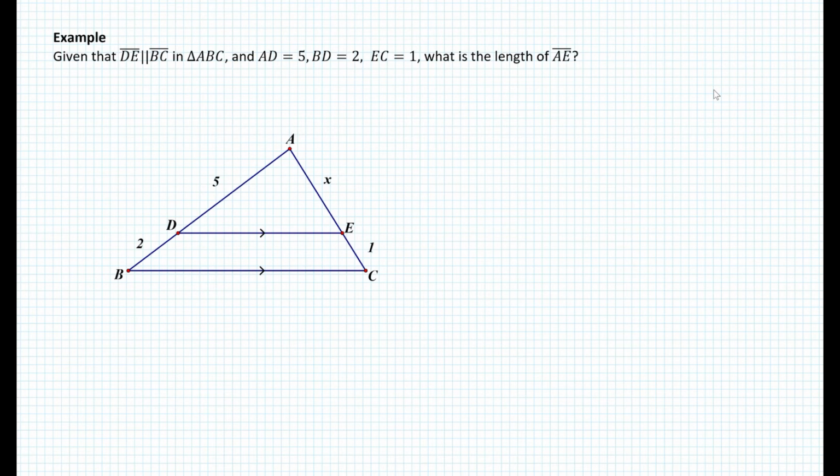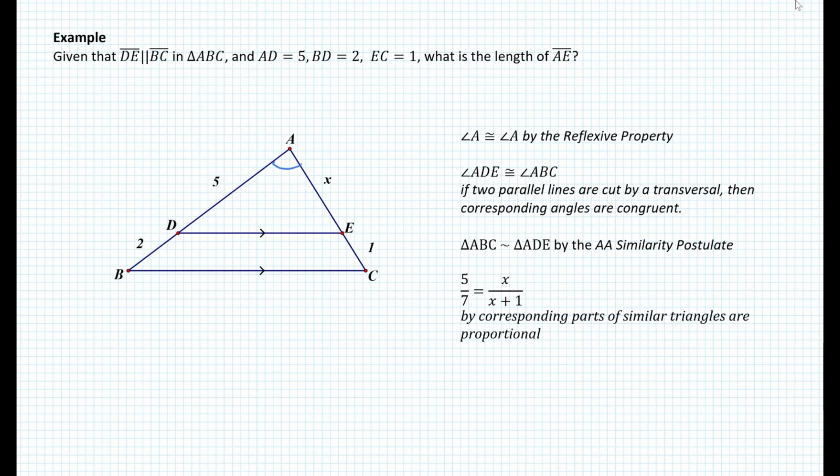So in this particular example, we want to see if there are any triangles that are similar. And indeed, they are. Here we know that angle A is congruent to itself by the reflexive property. Then we also know that angle ADE is congruent to angle ABC, because if two parallel lines are cut by a transversal, then corresponding angles are congruent. Therefore, triangle ABC must be similar to triangle ADE by the AA similarity postulate.